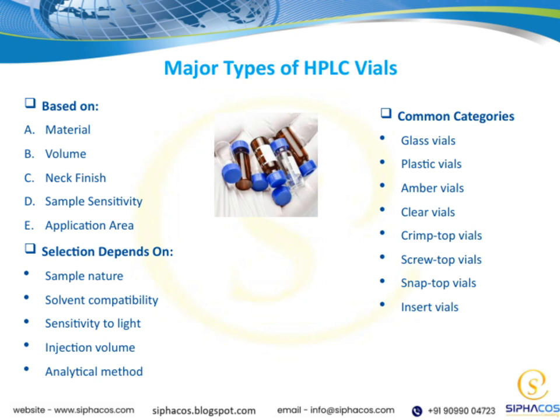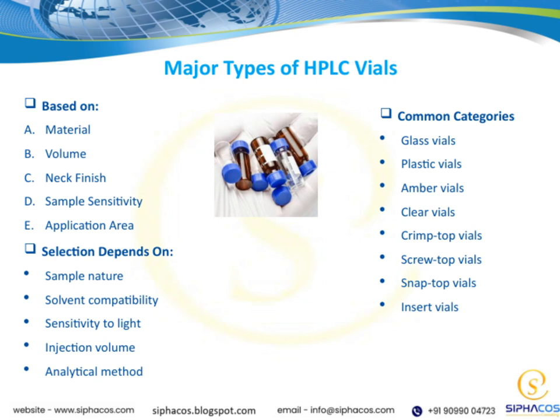Insert vials are another category, often used for special applications or sample types. Choosing the right vial depends on several factors. The nature of your sample is crucial. Some samples are sensitive or reactive, so material choice matters. Solvent compatibility is also key, ensuring the vial material doesn't interfere with your analysis. If your samples are light-sensitive, amber vials are the way to go.